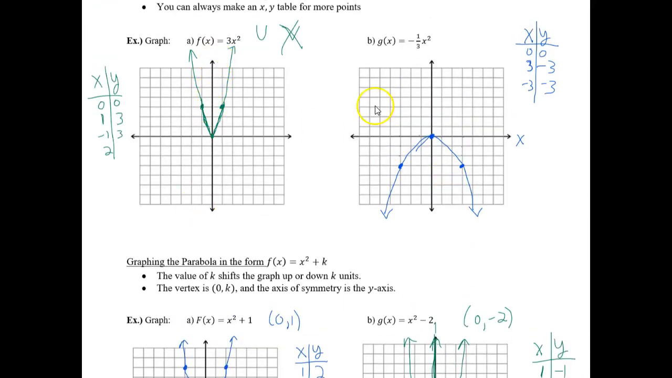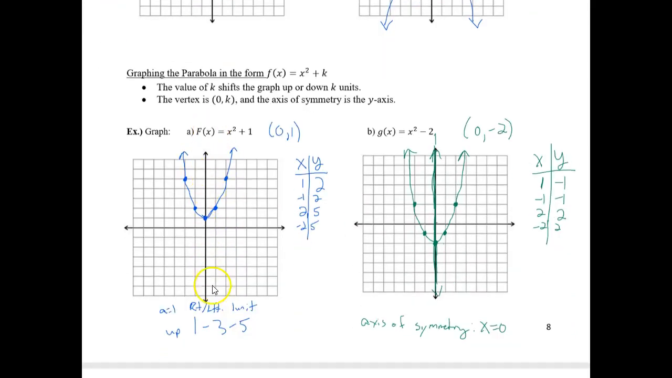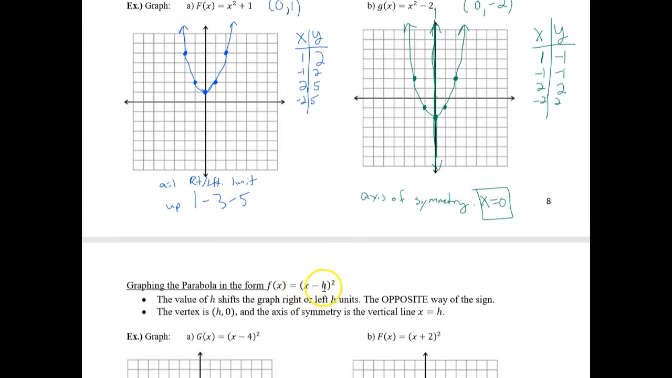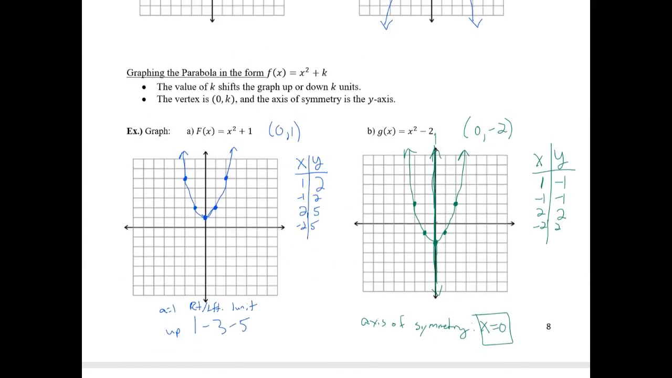So these graphs' mirror image is right there on the y-axis, and the equation of that line is x = 0. I know that's confusing. It's the y-axis, but it's a vertical line, so it has to be in the form x =. Alright, in the next videos we'll be talking about what that h value does to our function.